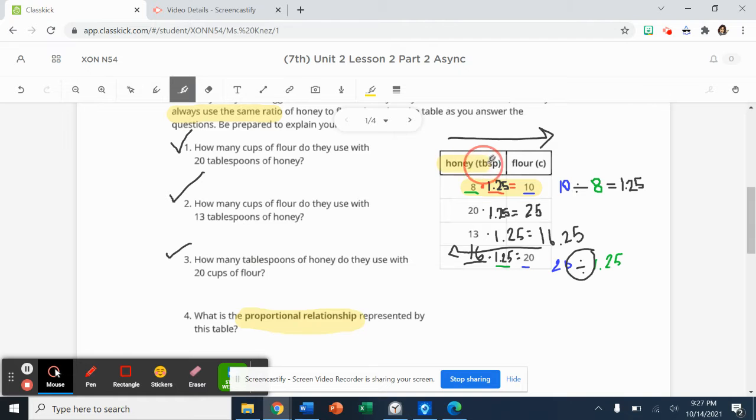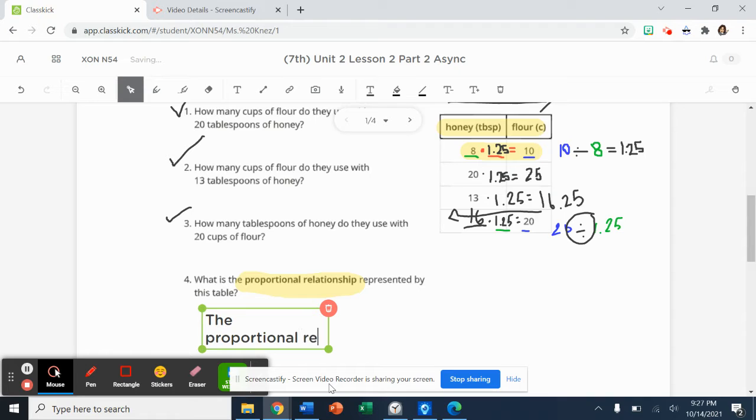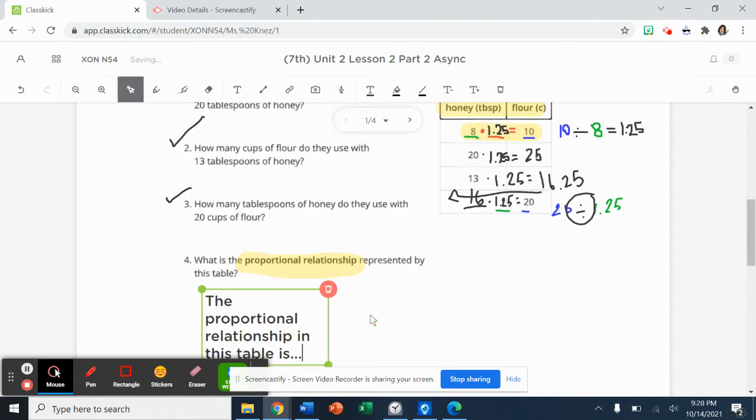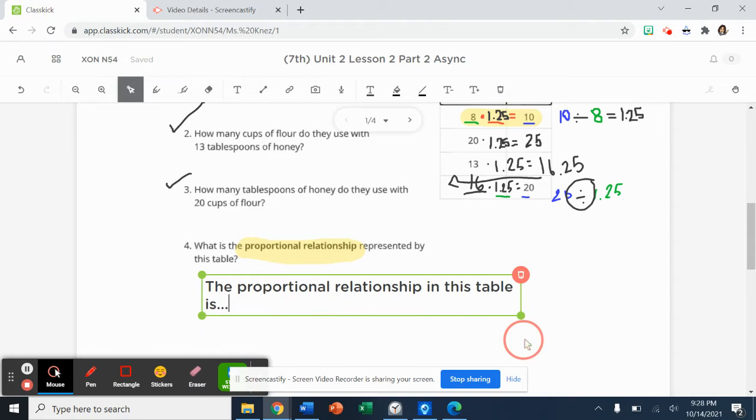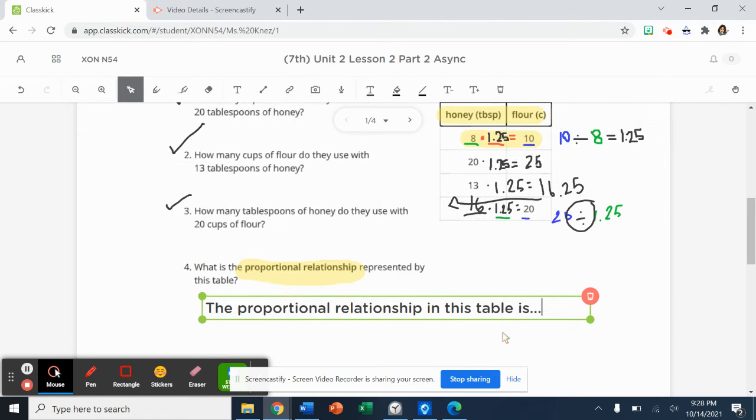Well, we can look at the titles, we can look at the initial information at the top, and I would like you to write a sentence that starts with the proportional relationship in this table is. And I want you to pause this video and finish the sentence. The proportional relationship in this table is.